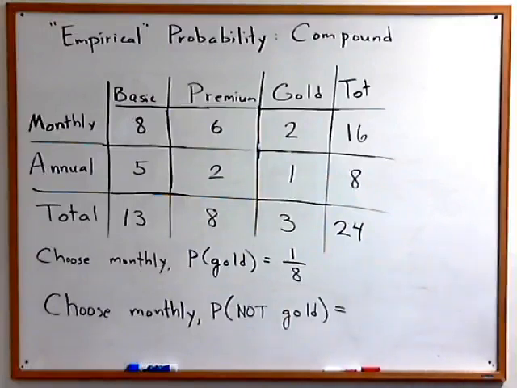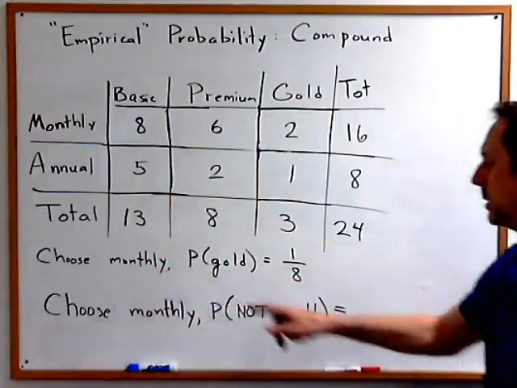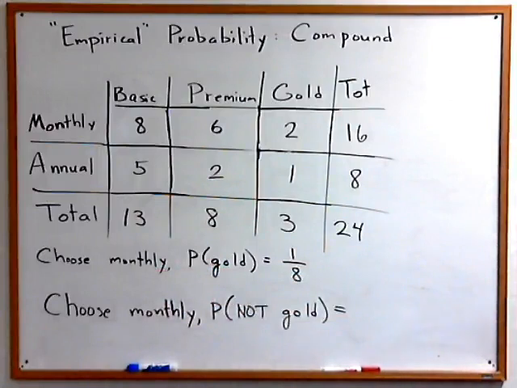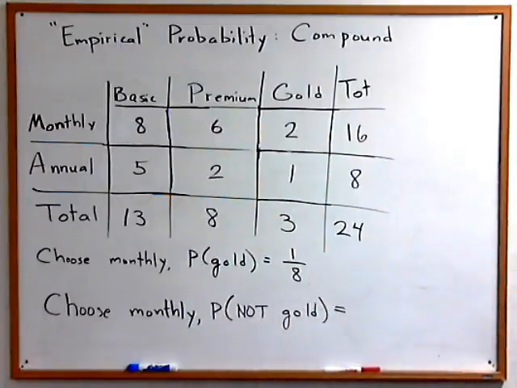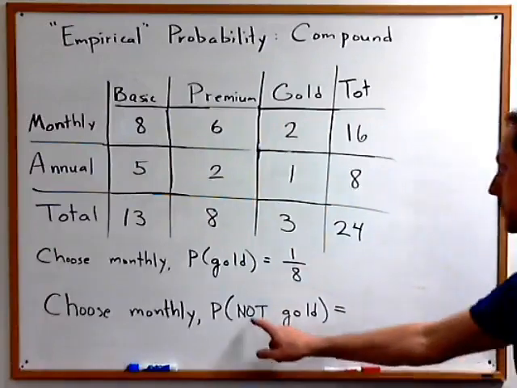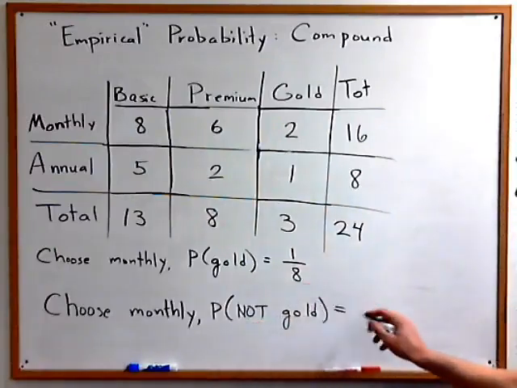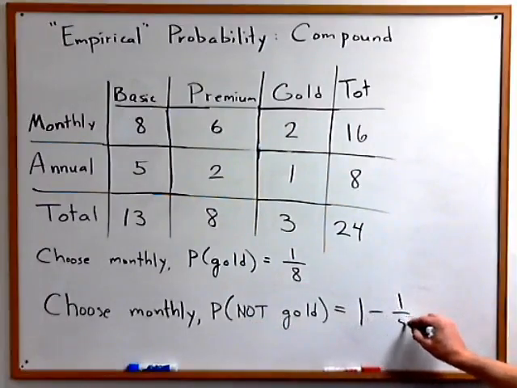So let's try that with the problem, picking up from where we left off. We just did this problem. If you choose a monthly subscriber, what's the probability that he's a gold member? And we've solved that problem already, and we found out that the answer is 1 out of 8. So if we ask now, we're going to choose a monthly member and find the probability that he is not a gold member. Okay, so when we see not, that means that you're going to take this probability and subtract it from 1.